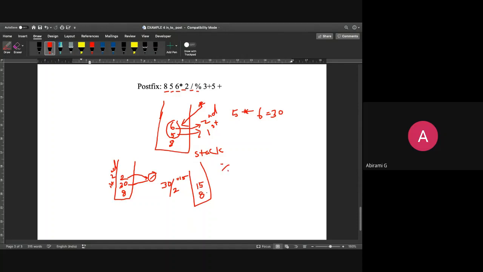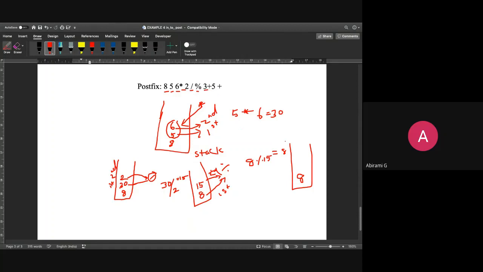What we have to do is perform the operation. While performing, we take 8 modulo 15, because 8 is the first operand and 15 is the second operand. So we write 8 modulo 15. We know that when the numerator is lesser than the denominator, the remainder is 8 only. So we place the result 8 back onto the stack. So 8 here.